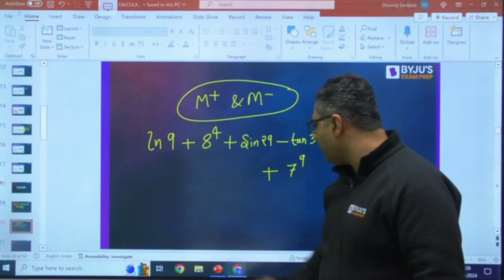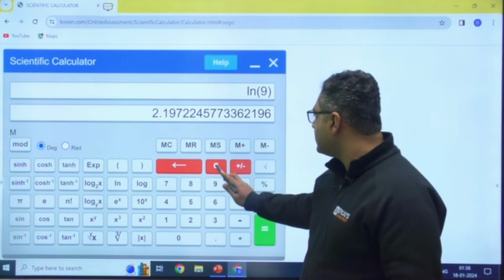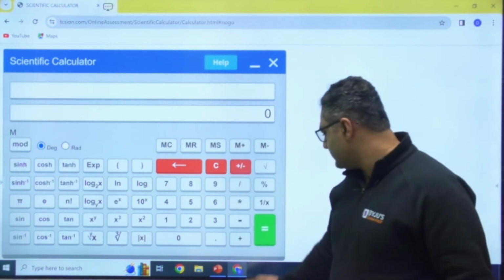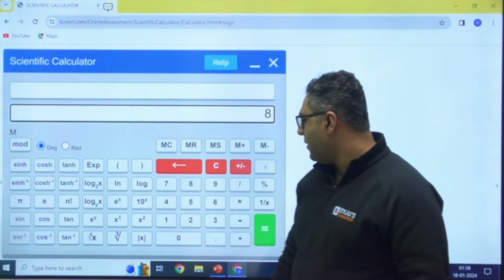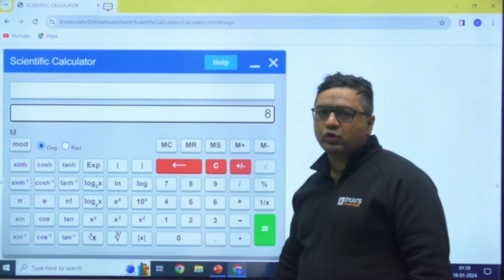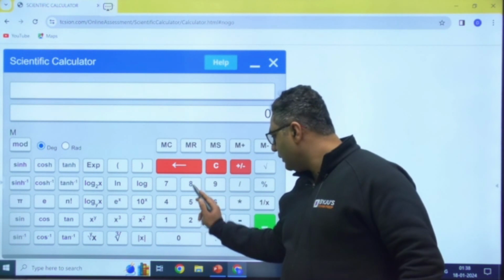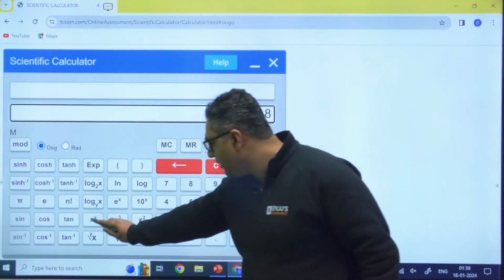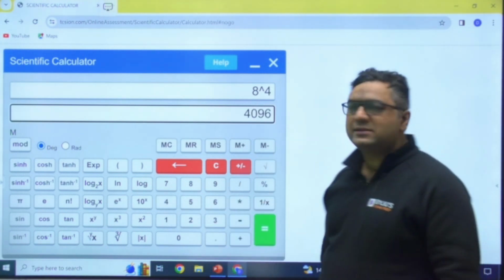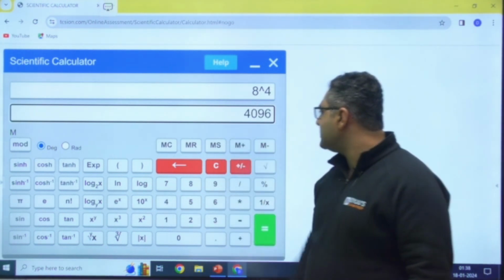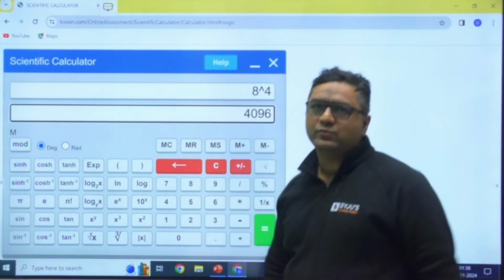Now what is the second number? The second number is 8 to the power 4. First of all, clear the screen, because I already added the first one. So 8 to the power 4. You know this is not the square or cube, so I would go for 8 to the power 4. First you go for 8, then the function x to the power y, then we go for the power 4. Then you go once again for M plus. Always press M plus only once, otherwise it may be stored two times.